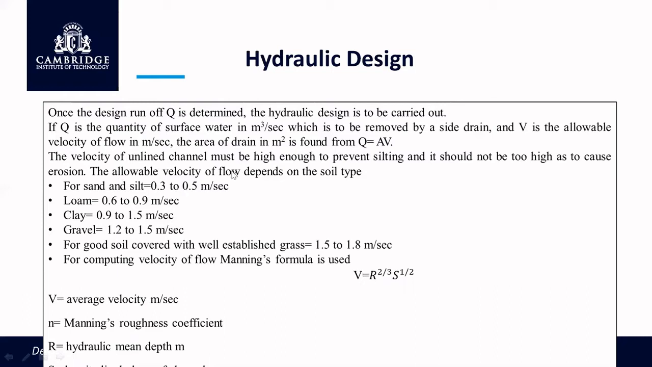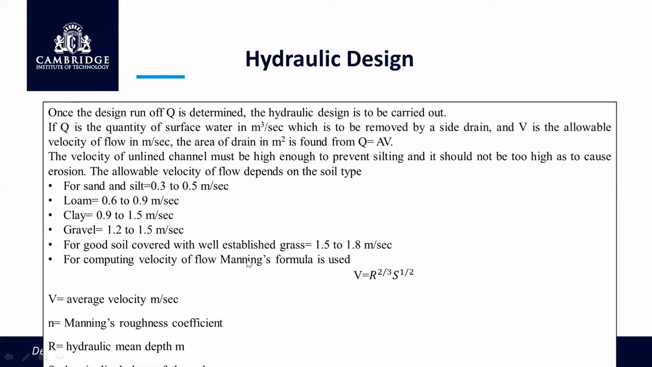The allowable velocity of flow depends on the soil type. For sand and silt, it is 0.3 to 0.5 meter per second, loam 0.6 to 0.9 meter per second, clay 0.9 to 1.5 meter per second, gravel 1.2 to 1.5 meter per second. For good soil covered with well-established grass, it is taken as 1.5 to 1.8 meter per second.